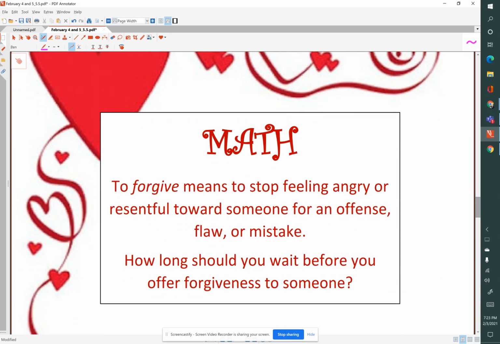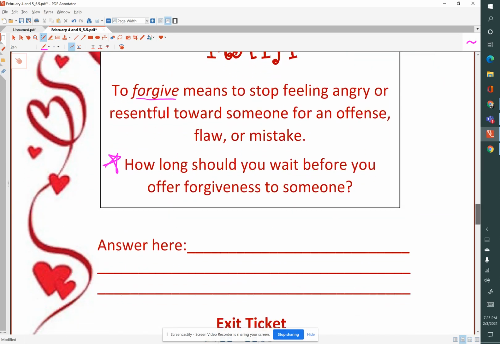And so our Friday do now is about forgiveness. To forgive means to stop feeling angry or resentful towards someone for an offense, flaw, or mistake. How long should you wait before you offer forgiveness to someone? That's a complicated question, I know, but let's put some thoughts down right there.